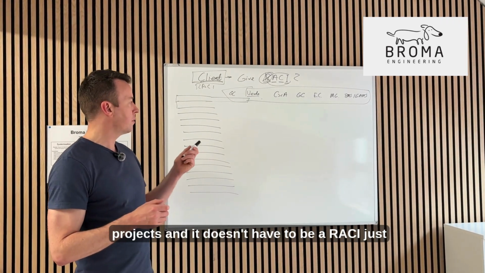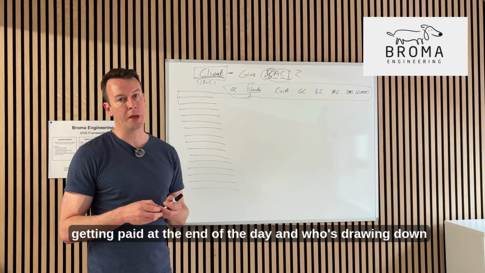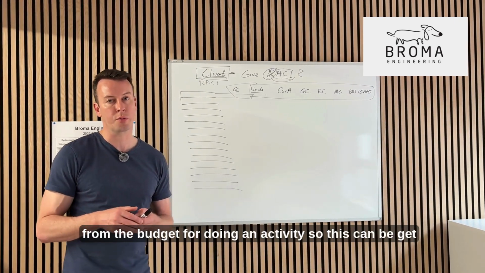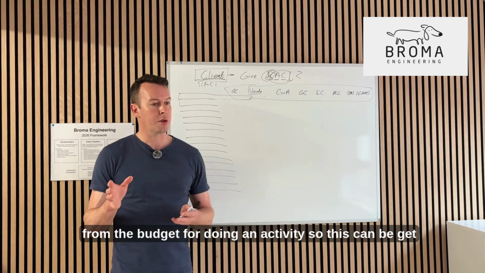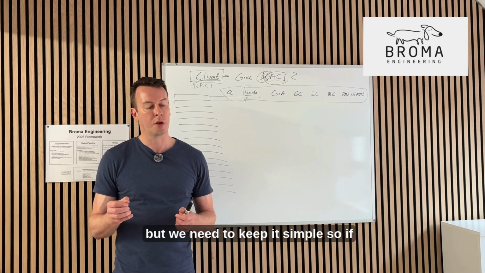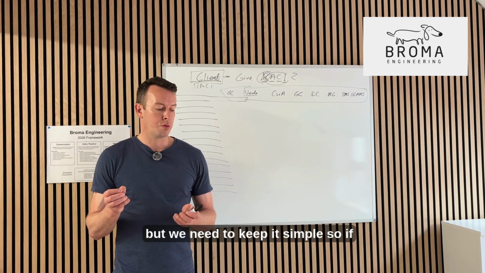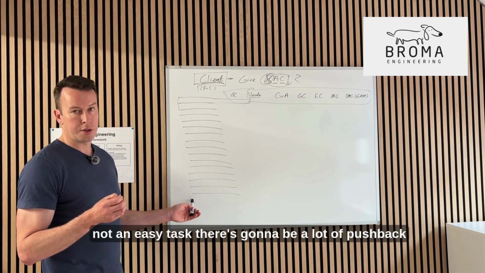This is very important, and this is basically a massive stumbling block on projects, and it doesn't have to be a RACI, just everyone needs to know what their activity is and who's responsible, who's getting paid at the end of the day, and who's drawing down from the budget for doing an activity. So this can get very, very complicated and very philosophical, but we need to keep it simple. If you're trying to develop one of these, it's not an easy task.